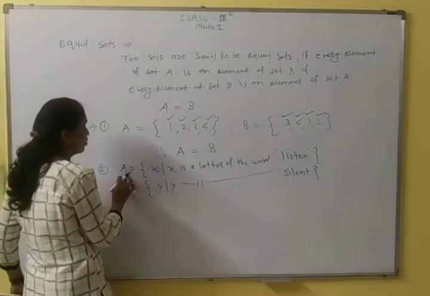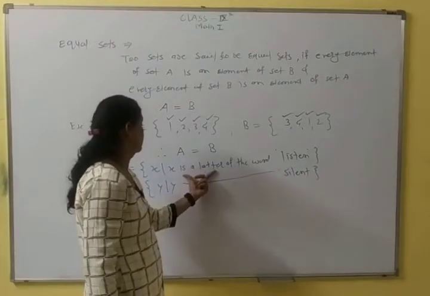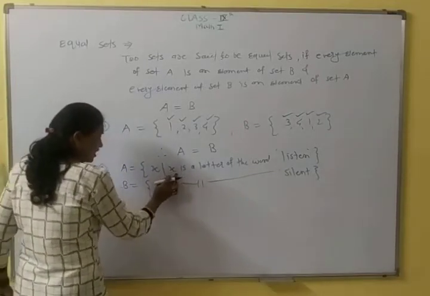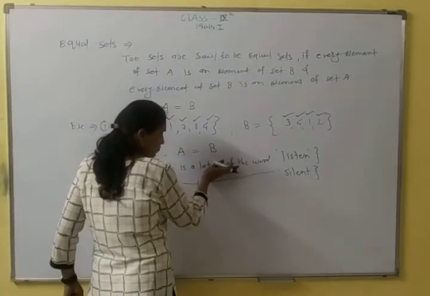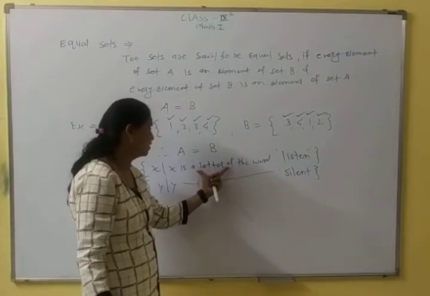So first we have to prepare a list from this rule method. Okay, x is a letter of the word listen. This is a rule and a rule can be converted into list method. So first we have to convert it into a list.